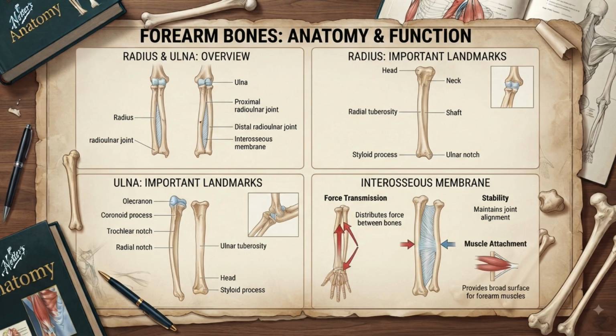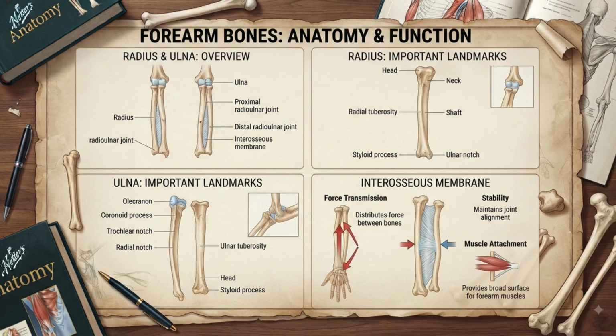Important landmarks of the radius include the head, neck, and radial tuberosity proximally. Distally, we have the ulnar notch and radial styloid process. The radial head participates in the proximal radioulnar joint and also articulates with the capitulum of the humerus. The radial styloid is an important landmark at the wrist. So, when looking at the radius, think head proximally, styloid distally.